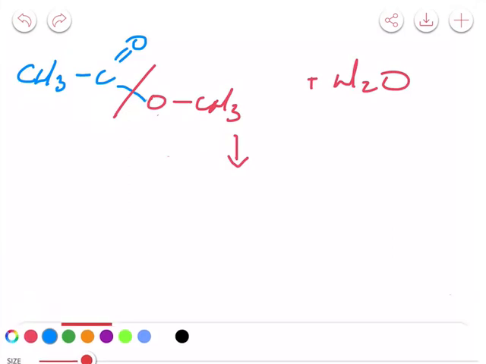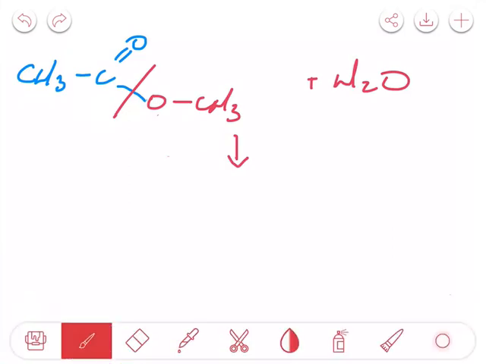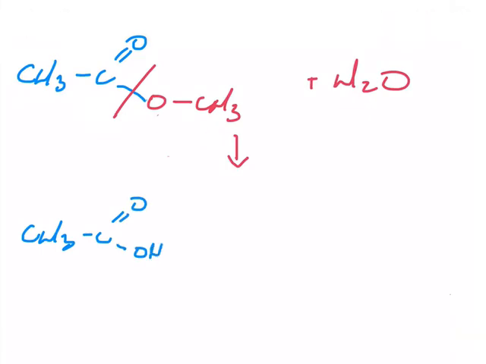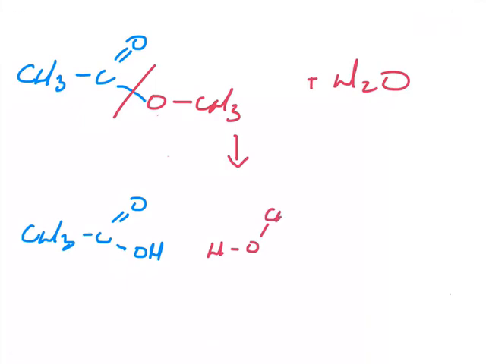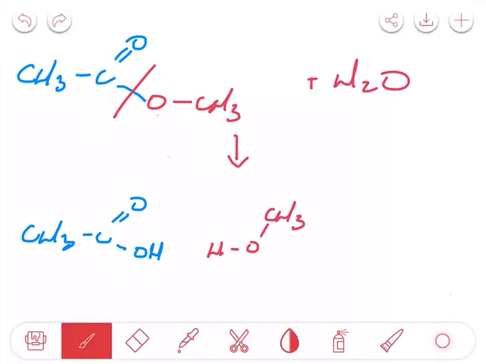So when I put my water back into those, I recover my carboxylic acid, so CH3COOH, and I also get my alcohol as well, which is going to be HOCH3. And of course that's exactly what we were doing when we were doing the acid hydrolysis.